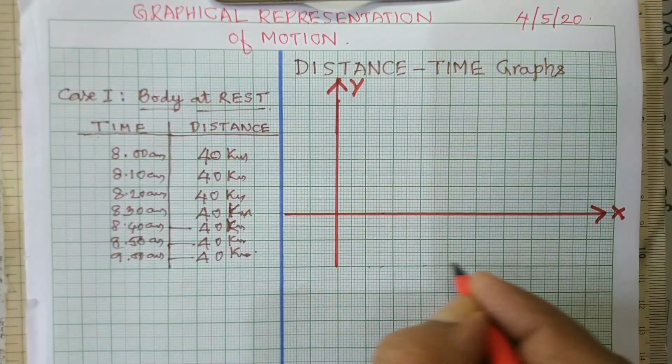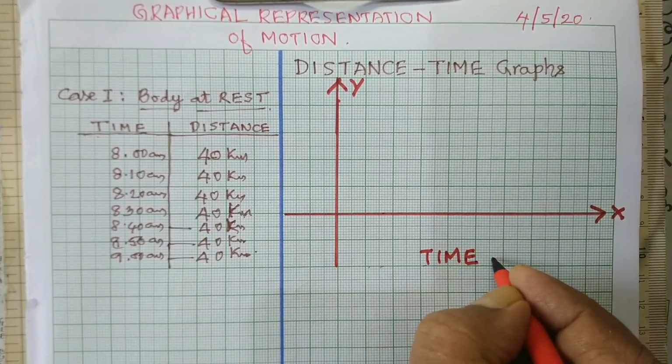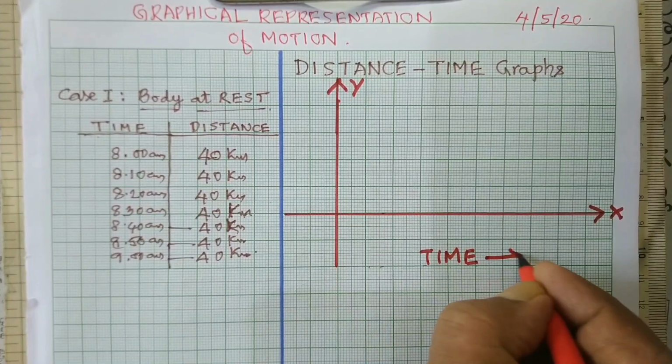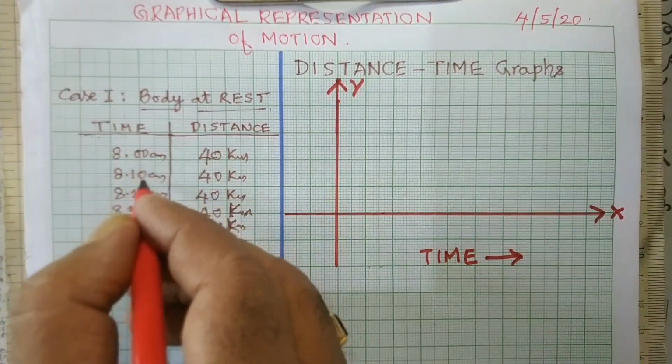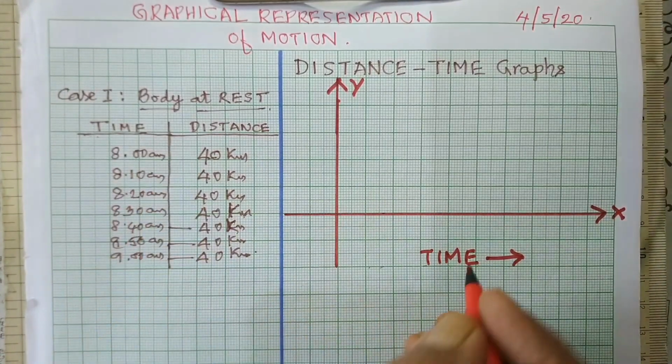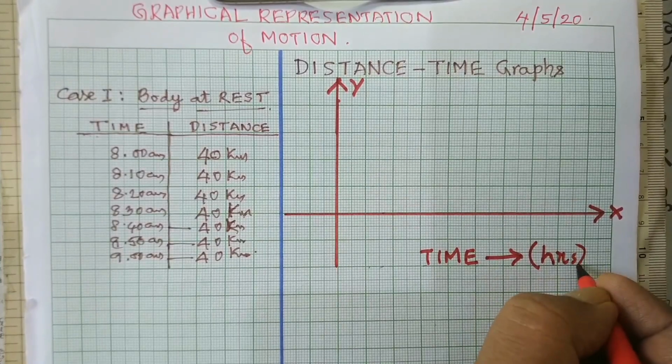On the x-axis, we have to take time, the independent quantity. In which unit am I taking it? In hours, because 8, 10 and all those values come under hours. So you write the unit as hours, like this.